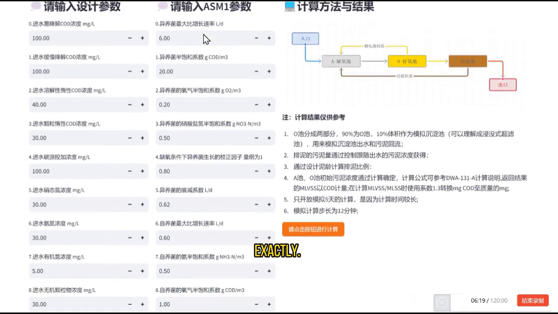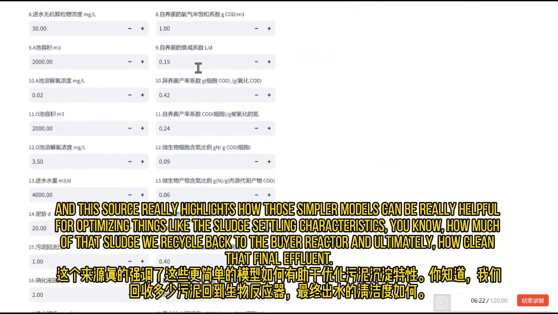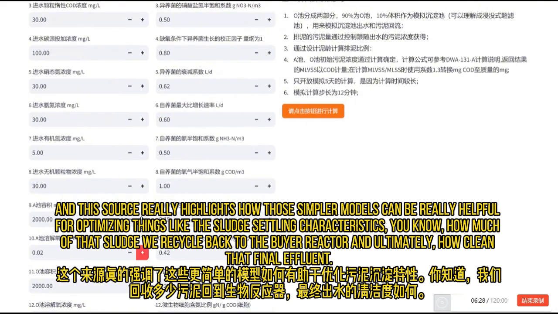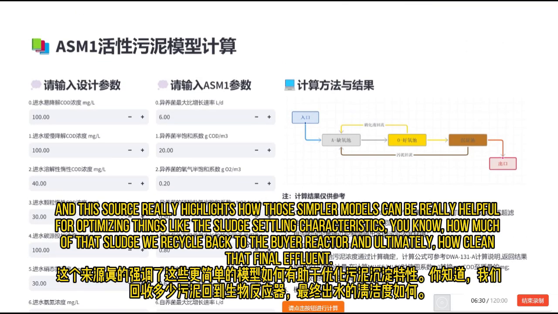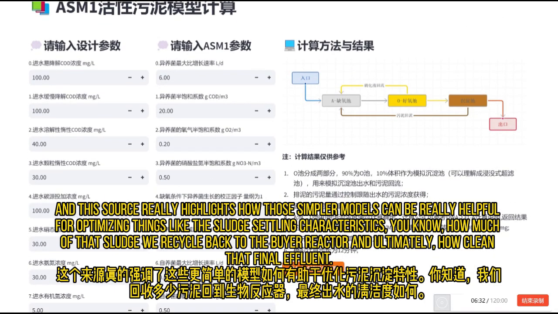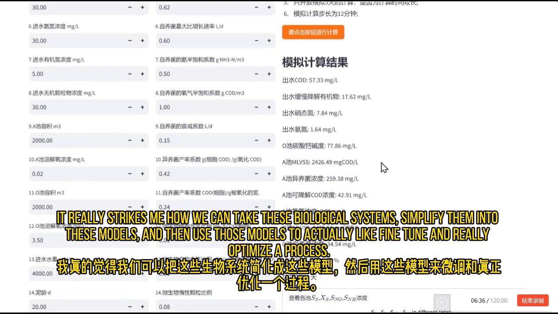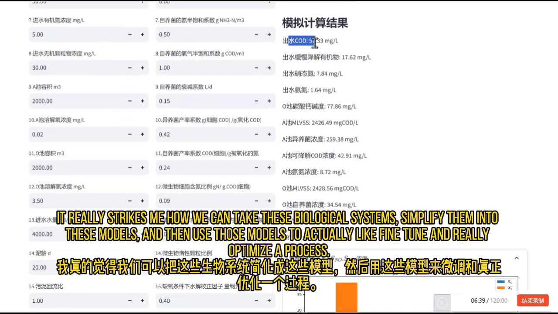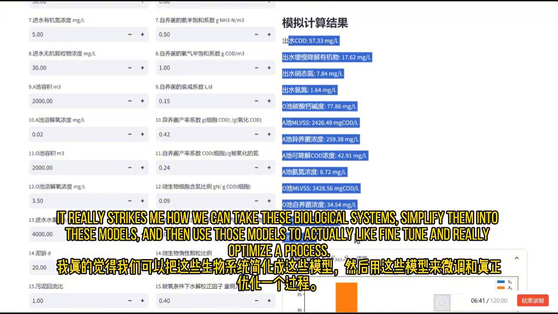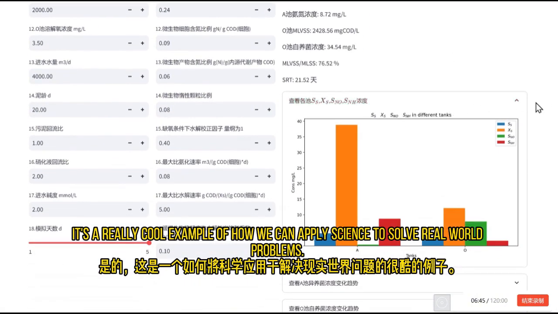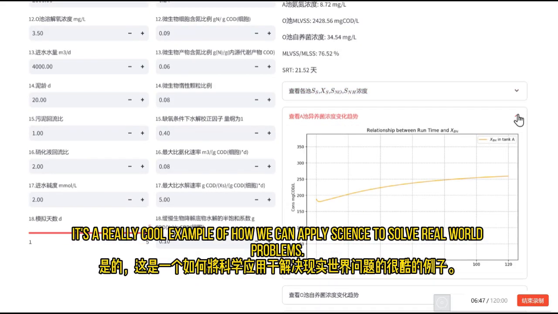Yeah, exactly. And this source highlights how those simpler models can be really helpful for optimizing things like the sludge settling characteristics, how much of that sludge we recycle back to the bioreactor, and ultimately how clean the final effluent is. It really strikes me how we can take these biological systems, simplify them into models, and then use those models to fine tune and optimize a process. It's a really cool example of how we can apply science to solve real world problems.